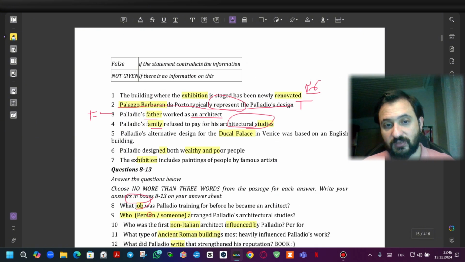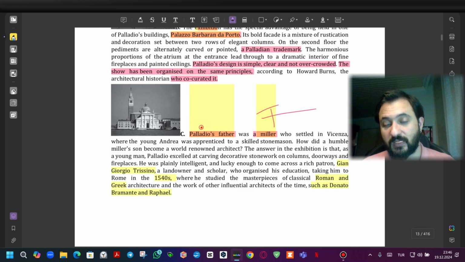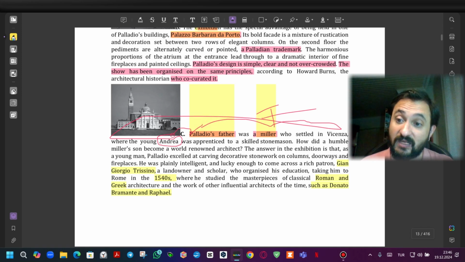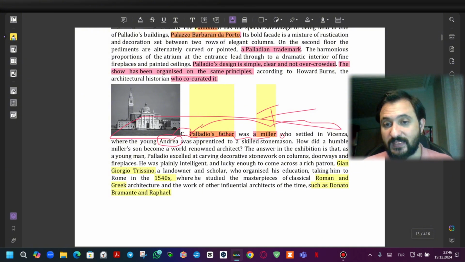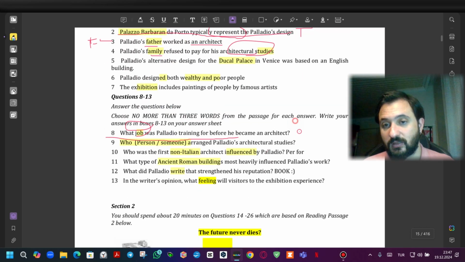Another question: what job was Palladio training for? You need to find Palladio's job now. Palladio's father was a miller who settled in Vicenza, where the young Andrea Palladio, that is his name, was apprenticed to a skilled stonemason. His job is this. So I found the answer. Stonemason. Finish.